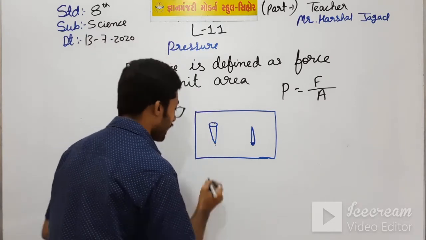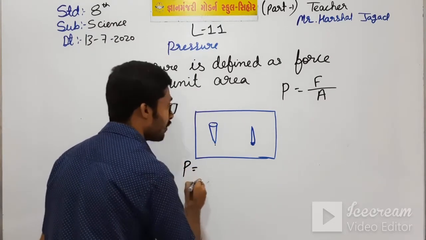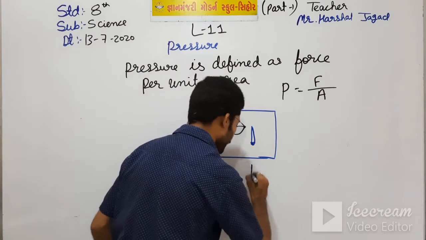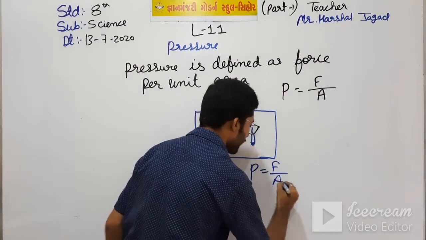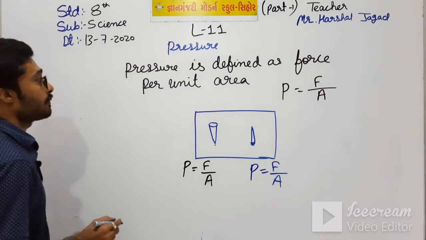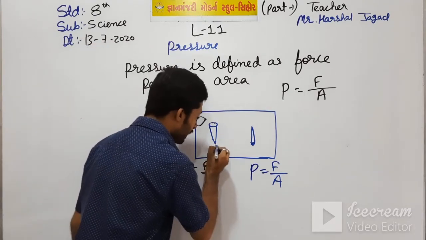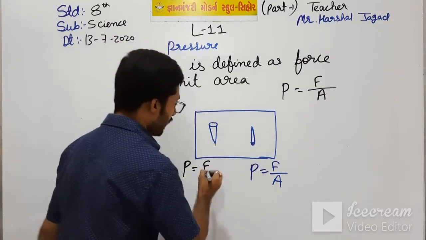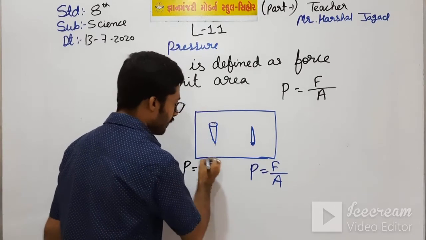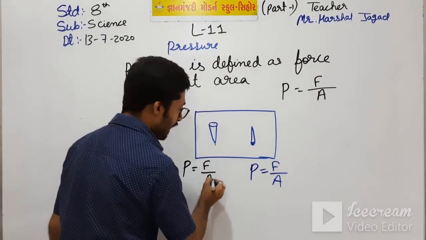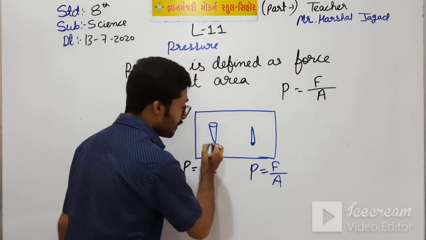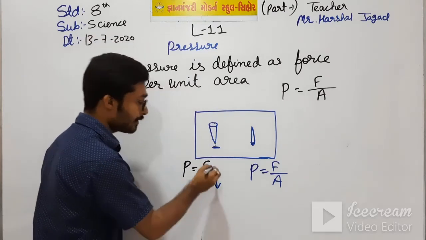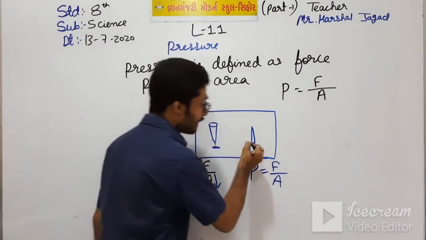Why? Here we take the pressure formula that P is equal to F upon A, and here also P is equal to F upon A, that is force upon area or force per unit area. Here the force is the same in both options. Okay, force is the same, so it will be F only. We take area, meaning here there is a small area, so the value of the area is small, and here the area is more.